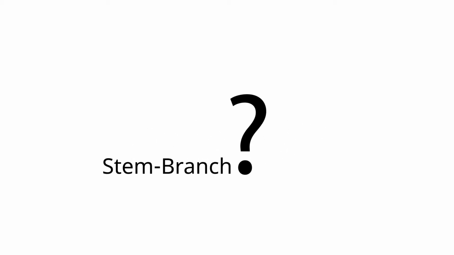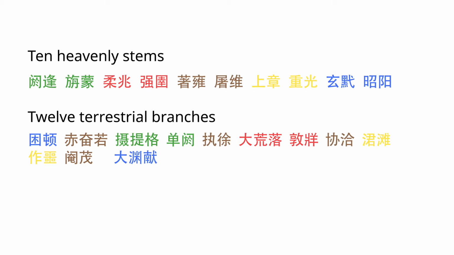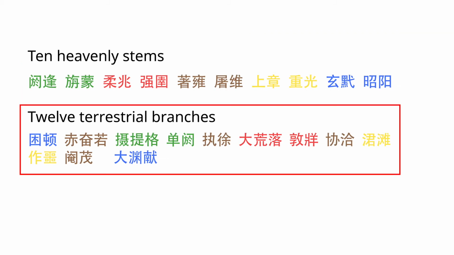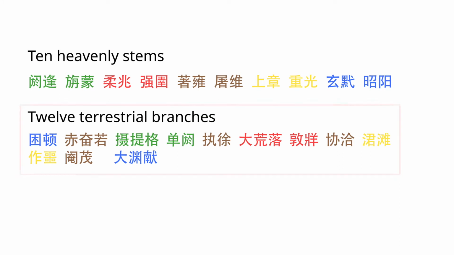Today I want to share with you the stem branch. What is the stem branch? These are the 10 heavenly stems and these are the 12 terrestrial branches. Don't be afraid to see these characters. Believe me, 95% of Chinese people don't know what these Chinese words mean either.